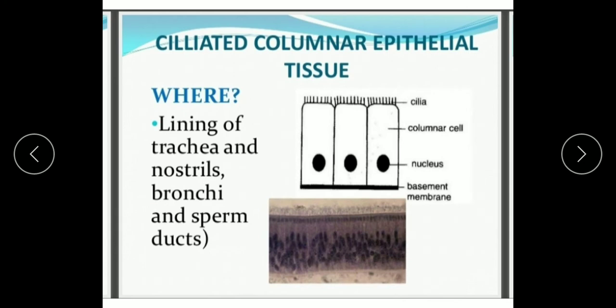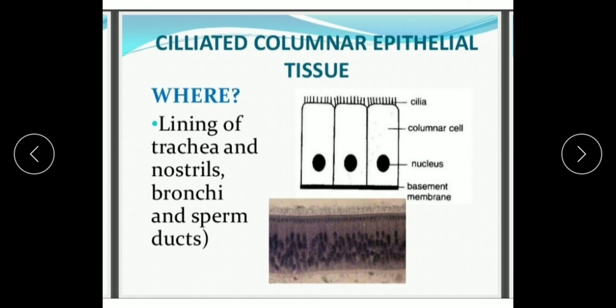So where does the columnar epithelium occur? It lines the trachea, the nostrils, bronchi, and sperm ducts. So it lines the respiratory tract: trachea, nostrils, bronchi. All of these, the respiratory tract and the sperm ducts, just like the oviducts here. The sperm ducts are found in males. It is the vas deferens and vas efferens. It helps to move the sperm from the epididymis or the testis to the penis.